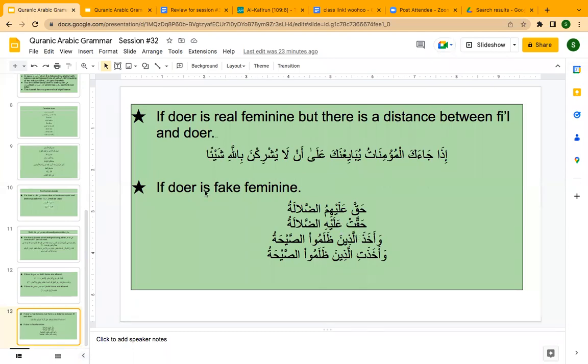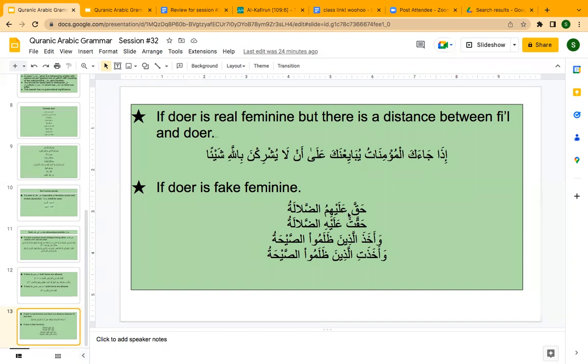Okay. Similarly, you can see asriha is also, you know, earthquake, thunder, whatever. So again, for that, akhaza, akhazat, both are used. So keep that in mind. If a doer is fake feminine, you may see a mismatch. Okay. It is allowed. It is allowed to have a mismatch.